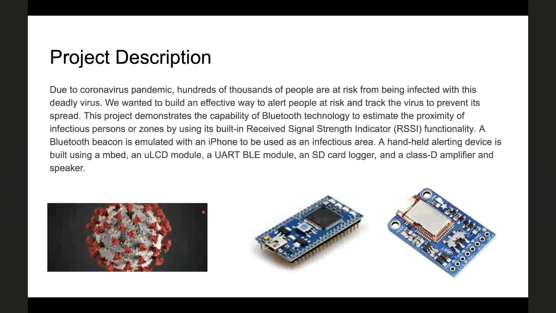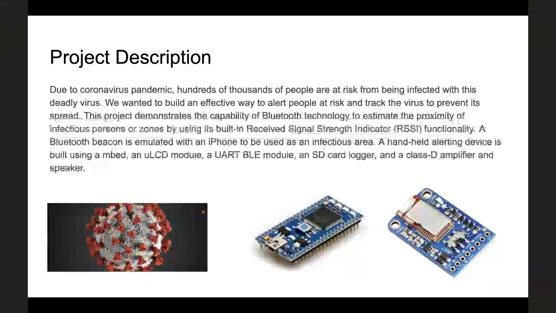Due to the coronavirus pandemic, we wanted to create something that would help prevent the spread of this deadly virus. We thought it would be important to use proximity to determine risk, so we decided to use the Bluetooth Received Signal Strength Indicator, or RSSI. The idea behind using the RSSI is that we are able to measure the proximity between a healthy person and an infected area or an infected person. We believe that as long as the proximity is higher, the risk of being infected with the disease is also higher. RSSI helps us accomplish just that.